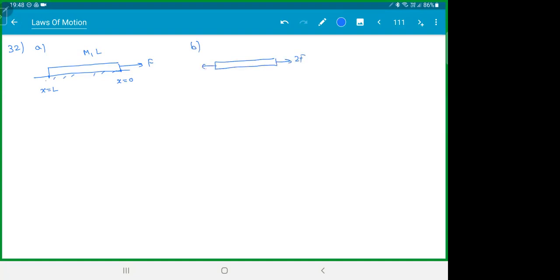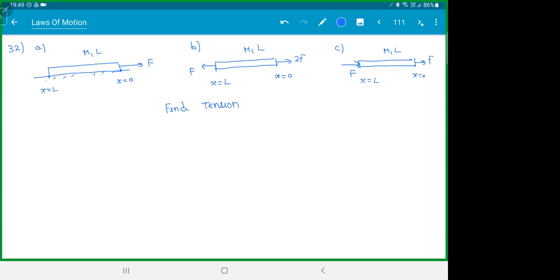To F, mass m, length L, x is equal to 0, x is equal to L. F, someone is also pushing with F. Mass m, length L, x is equal to 0, x is equal to L. Find the tension in the rod at a distance x from the right side.